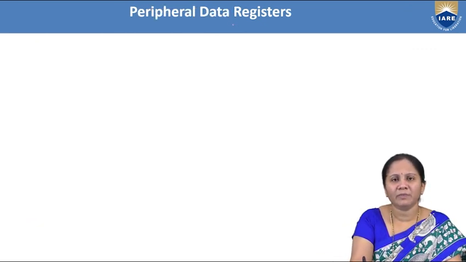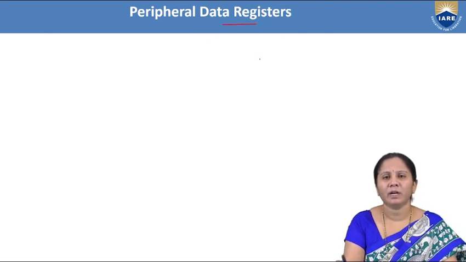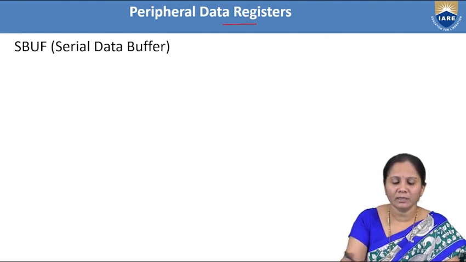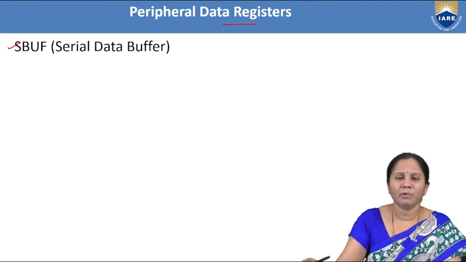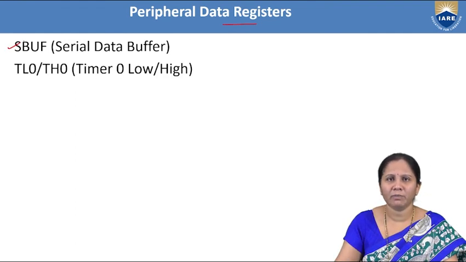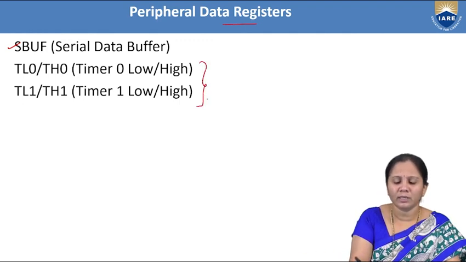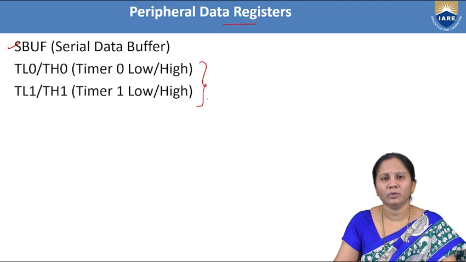So all those are the peripheral control registers, and the last classification is the peripheral data registers. As we have discussed already about the SCON register, now here it is the SBUF register, which is called the serial data buffer, and TL0, TH0, TL1, TH1. These four are the registers that are related to timers.